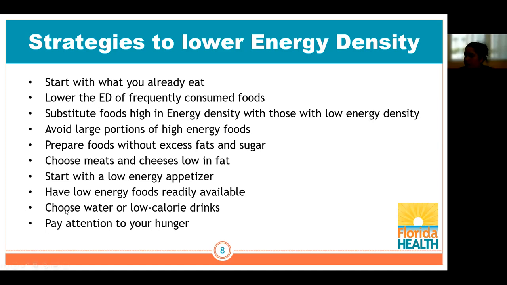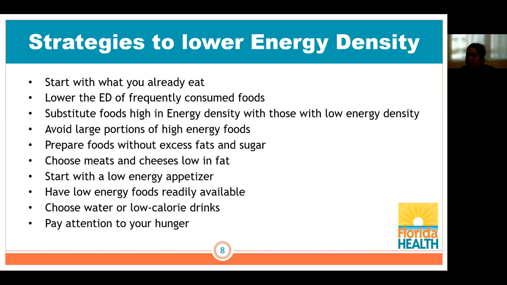The next thing is to choose water or low calorie drinks. I want to debunk a myth while we're having this conversation, and it is that drinking water stops hunger. Like, if you drink a bottle of water before you eat your meal, you're not going to be as hungry. That is not true. Studies have found that you're still just as hungry. The only thing choosing water really helps is with staying hydrated, and then just not adding more calories to your daily calorie count.